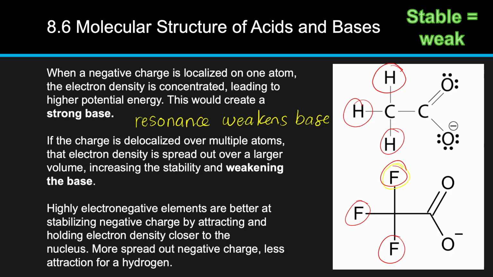Now, remember, the strength of the base depends on how concentrated that charge is, right? Because the more concentrated the charge, the stronger the attraction to the proton. However, if we have extremely electronegative atoms like fluorine, that negative charge is going to be pulled in the direction of the fluorines, which means that negative charge is now spread out, which means it has a lower attraction for a hydrogen.